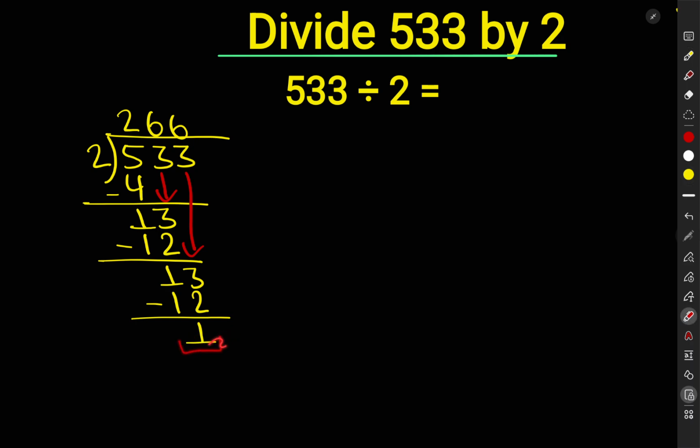Now this 1 is less than 2 and there is no other number to put down. So we put a decimal here so that we take 0. So it is 10 and 2 times 5 is 10. On subtracting we get 0. So 533 divided by 2 is 266.5.